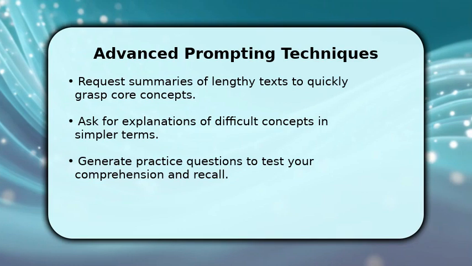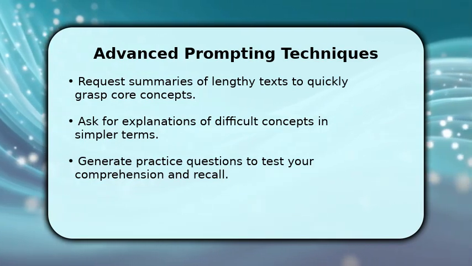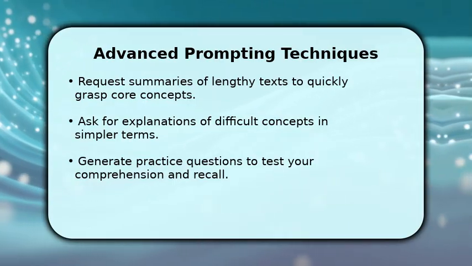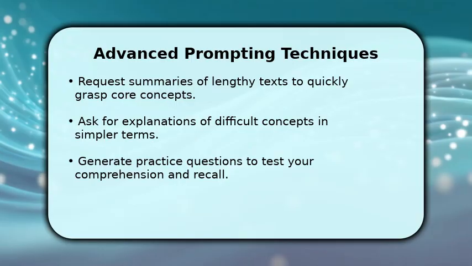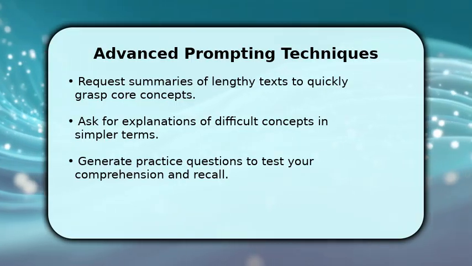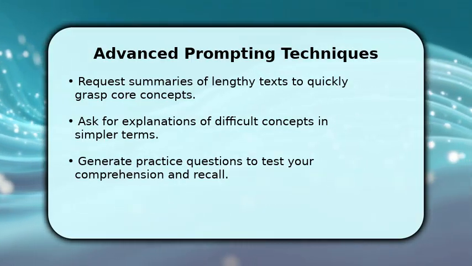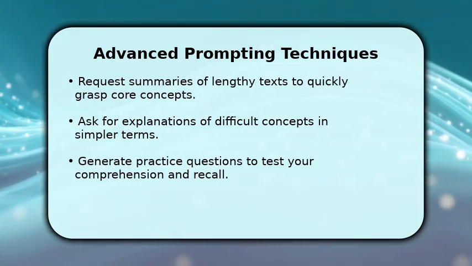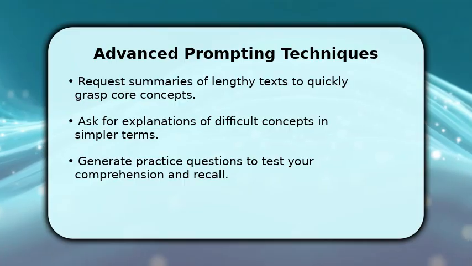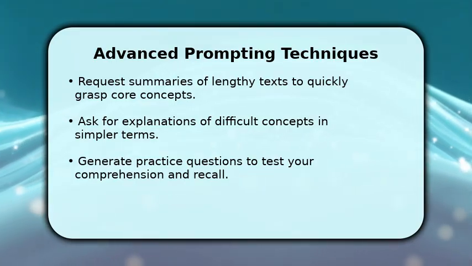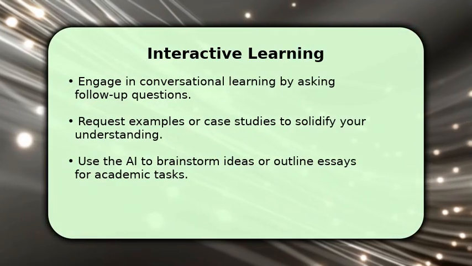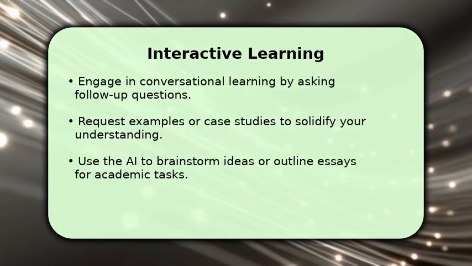Moving on to advanced techniques, you can ask ChatGPT to summarize long articles or chapters, saving you valuable time. For instance, provide a text and request a summary of its main arguments in about 100 words. You can also ask it to explain complex ideas, like quantum physics, using analogies or simpler language, making difficult subjects much more accessible.